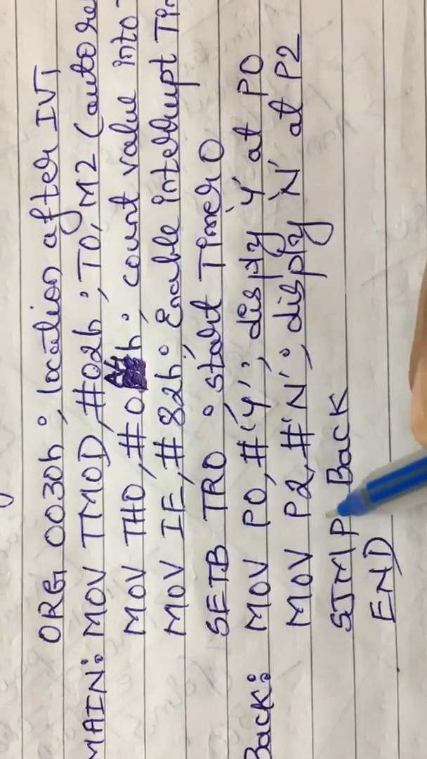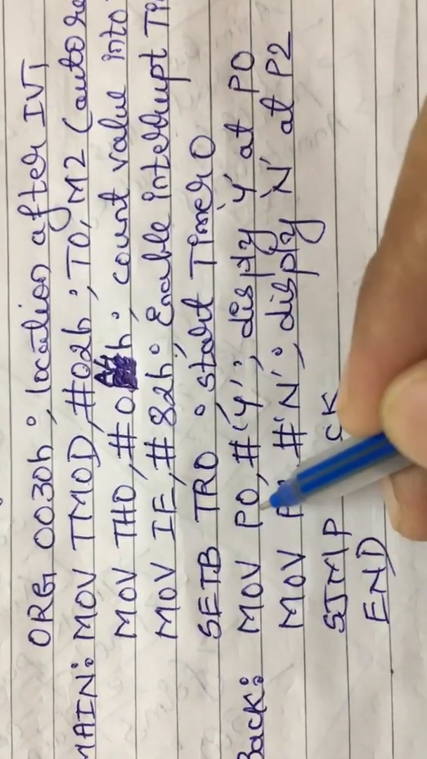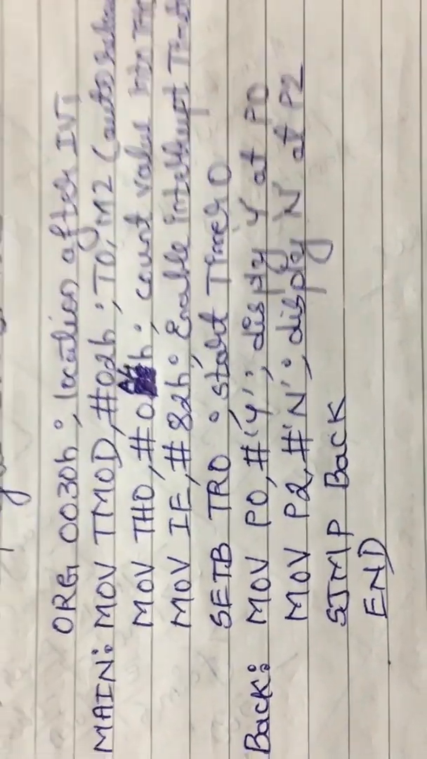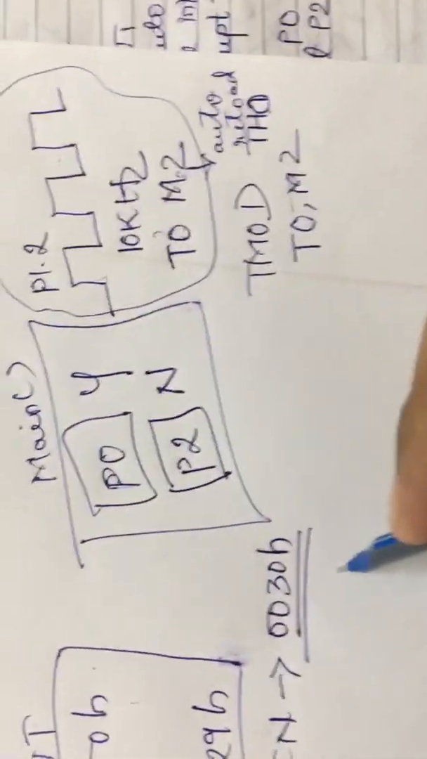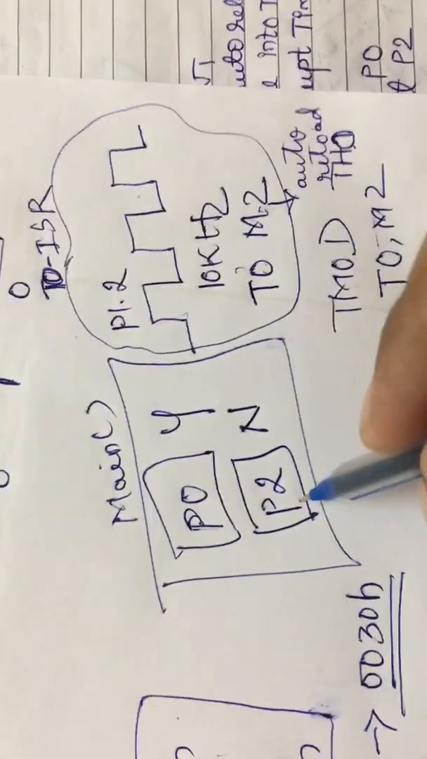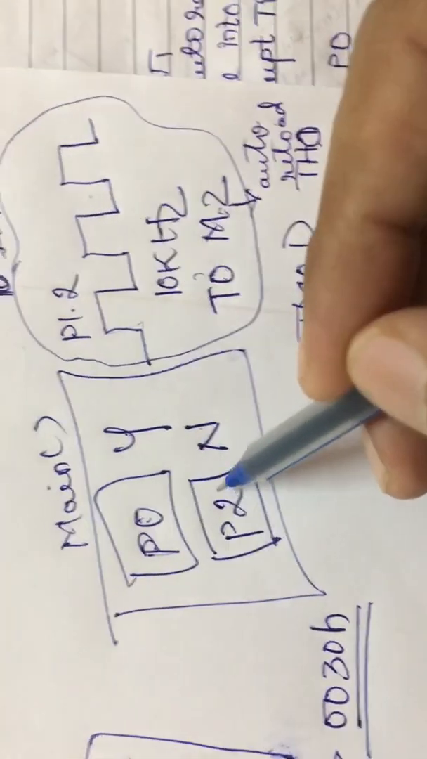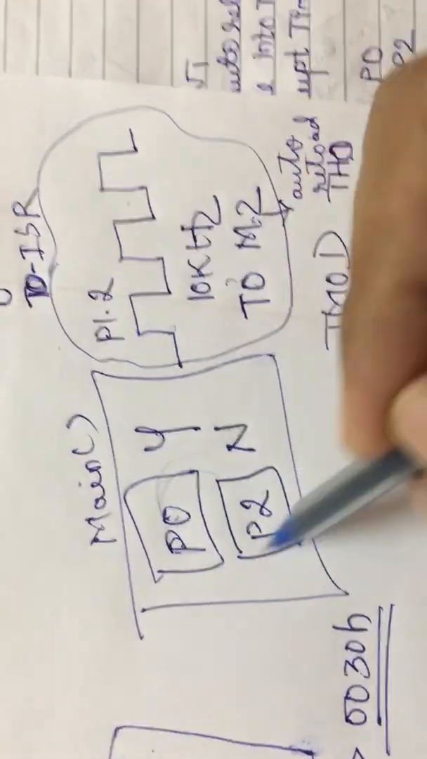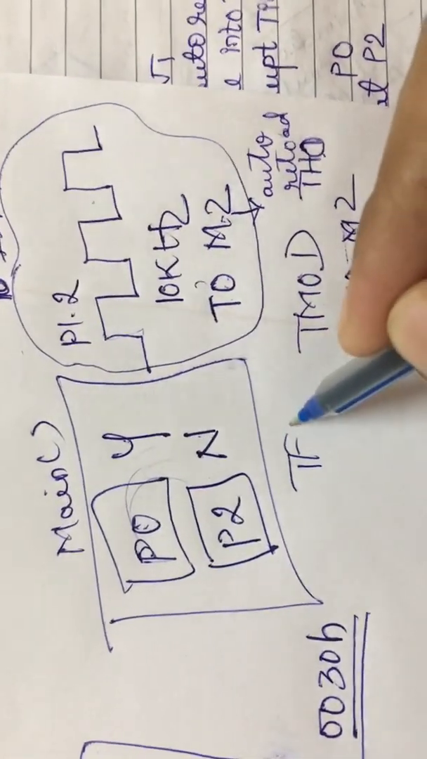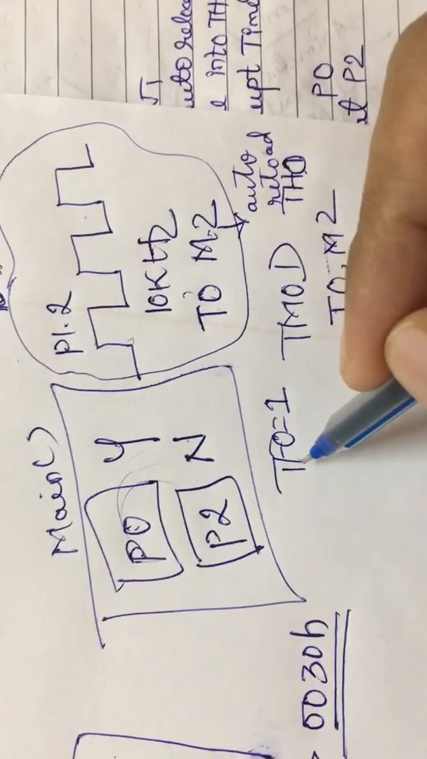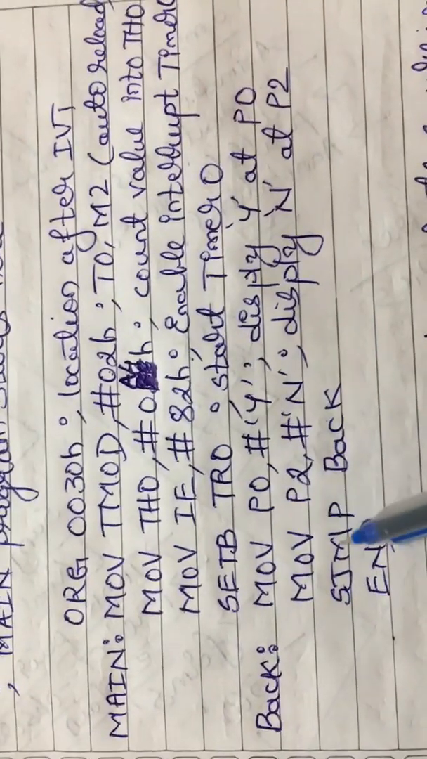So this process will be going on until and unless the value of TF of timer 0. See, please try to take my statement. The value of y is put into P0, the value of n is put into P2. This process will be continued until and unless the value of TF becomes equal to 1. That is TF0 becomes equal to 1. When the value of TF becomes equal to 1, the meaning is, this process will be continued.